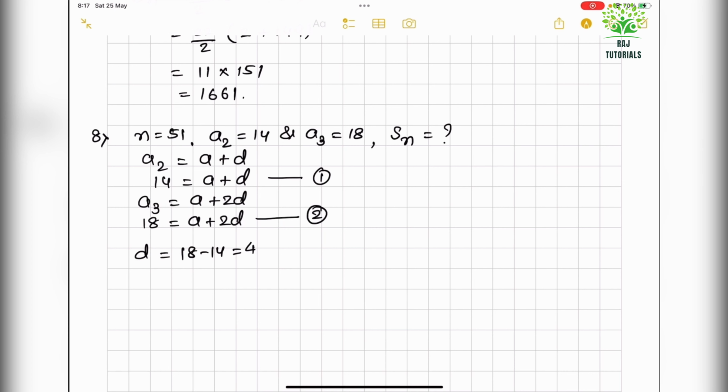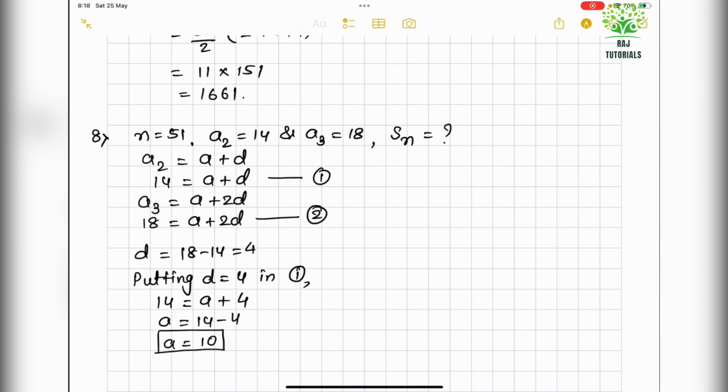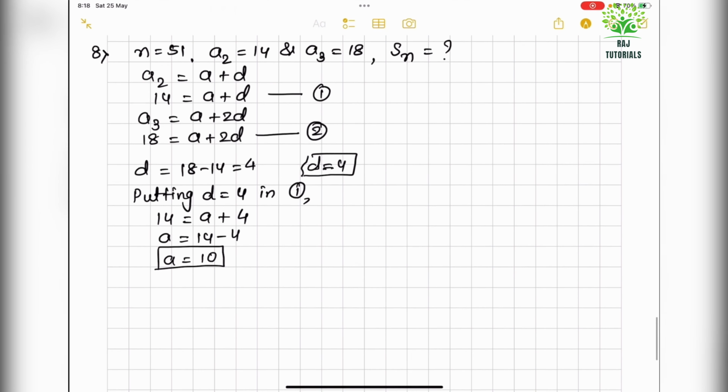that is 4. Now putting d equal to 4 in 1, 14 equals a plus 4. So a equals 14 minus 4, that is a equals 10. Now I know a, I know d equals 4, and I have to find S51.